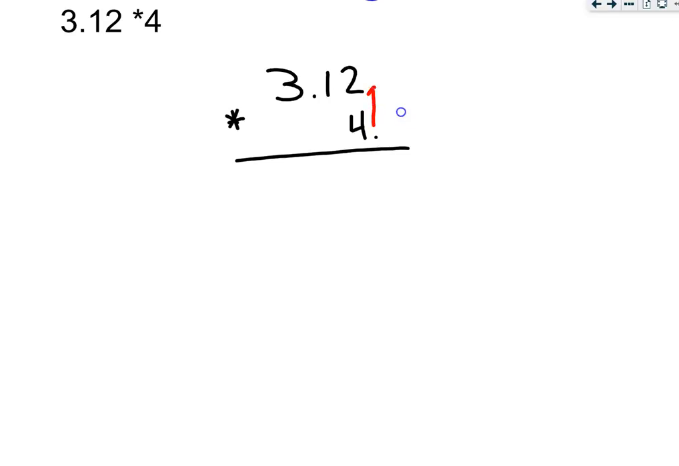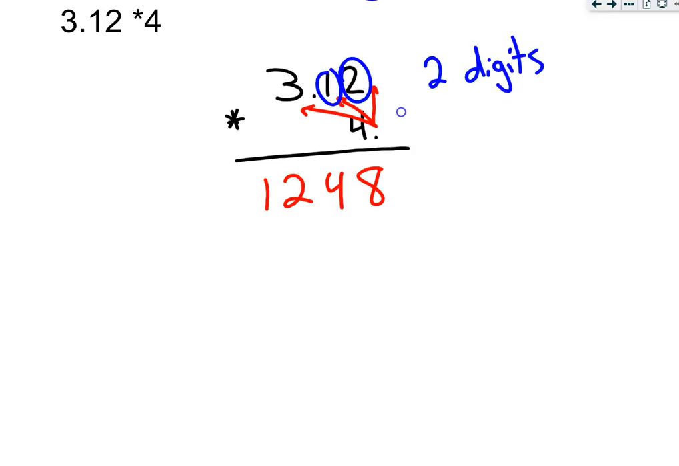So again, you go up. We're going to multiply the 4 times the 2, 4 times the 1, and then the 4 times the 3. So 4 times 2, 8. 4 times 1, 4. 4 times 3 is 12. Again, look back at the original question. How many digits are behind decimals? Well, in this example, we've got 1, 2, and that's it. 2 digits. So therefore, you move the decimal 2 spots in. So my answer is 12.48.